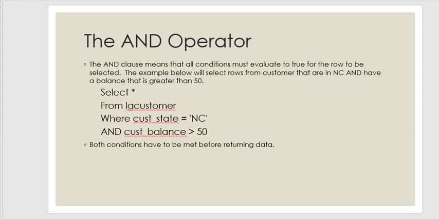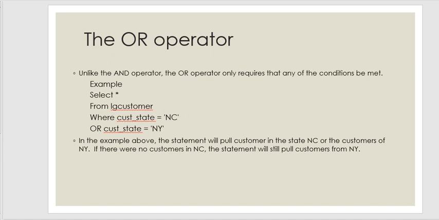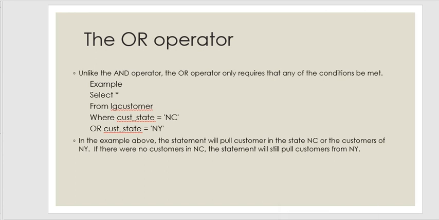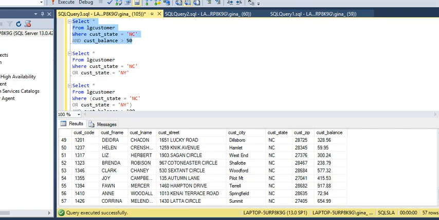The next one we're going to go over is the OR operator. Unlike the AND operator, any condition in the select statement can be met. So in our example, we have picking customers from NC or NY. It's going to return rows where the state is either NC or the state is NY. And if there were no customers in NC, it would pull the NY customers, and the same is true the opposite. If there was no NY, it would still pull all your customers from NC.